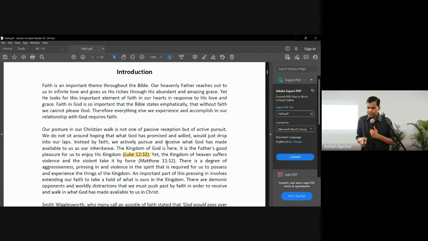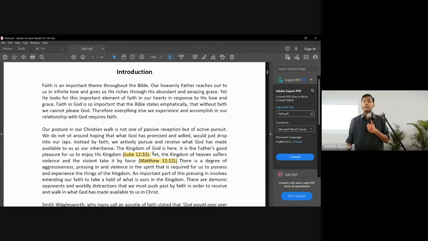But then you look at another verse, Matthew chapter 11, verse 12. So I'm still in the introduction and I'm kind of referencing here. So in Matthew 11, verse 12, Jesus said, so Jesus is speaking, Matthew 11, verse 12.